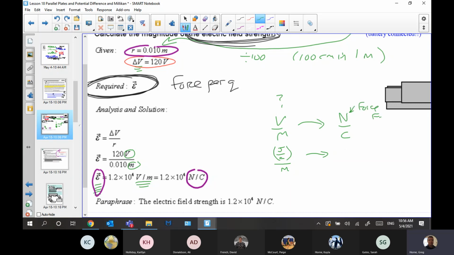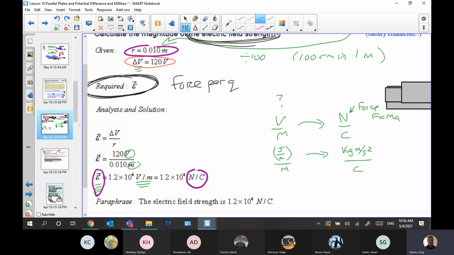And we know that F equals ma. Depending on how we want to do this, but yeah, F equals ma. And so that is kilograms meters per second squared per coulomb, right?